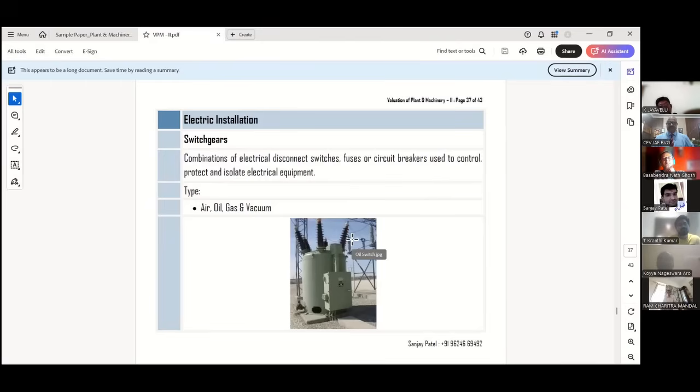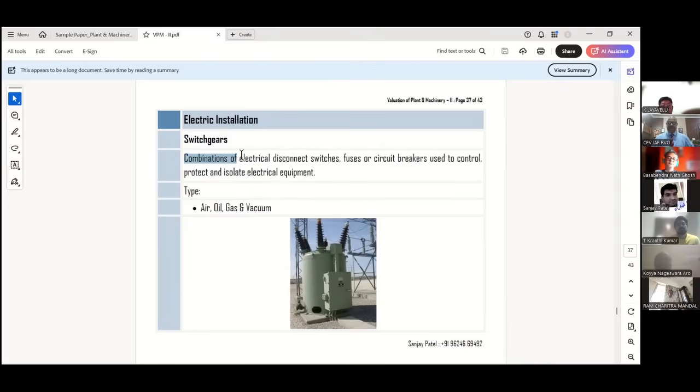Switch gear. What do you mean by the switch gear? Anyone? Controls large amount of power, on and off. क्या कंट्रोल करेगा? I mean, supply on, supply off. Power. Short circuit और कुछ तो भी होना. Yeah. So power circuit. Yeah. It is a protecting device. Okay, it is a protecting device.